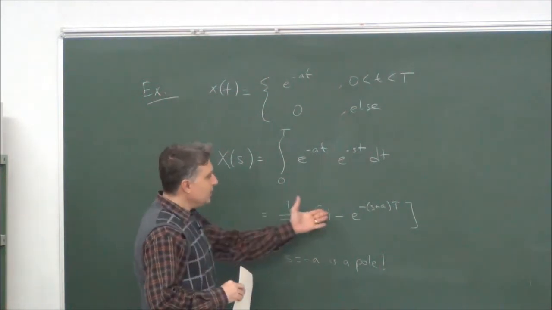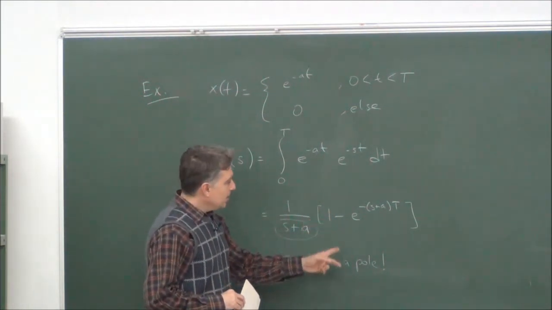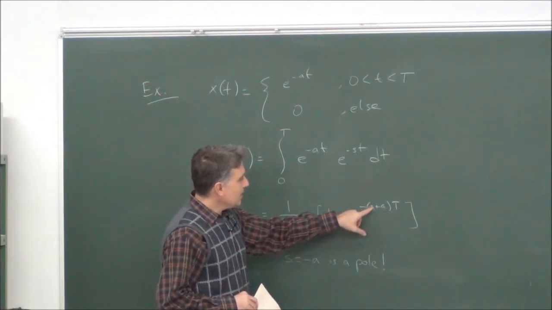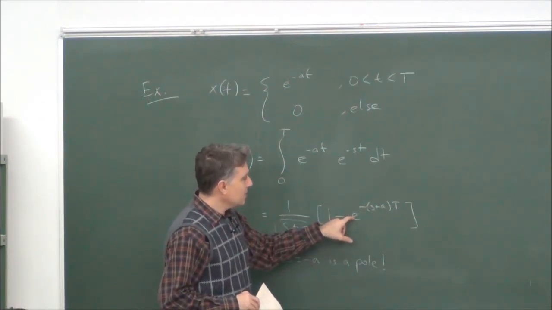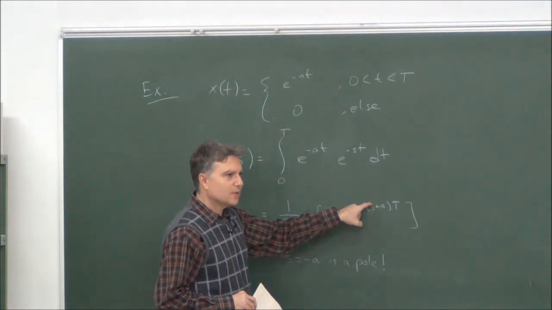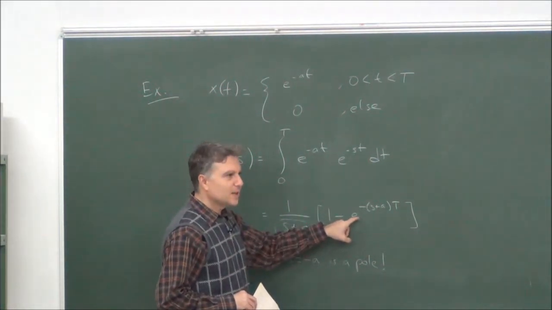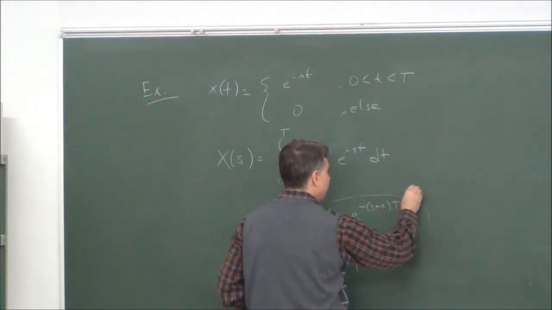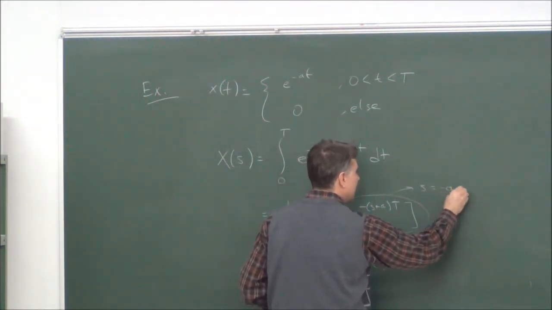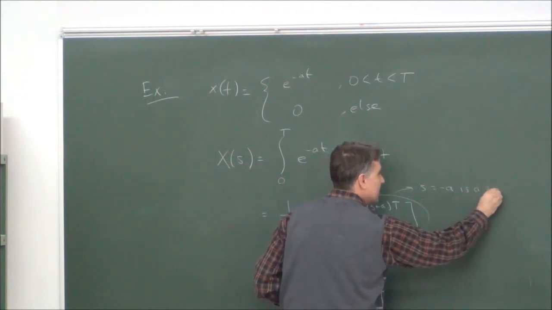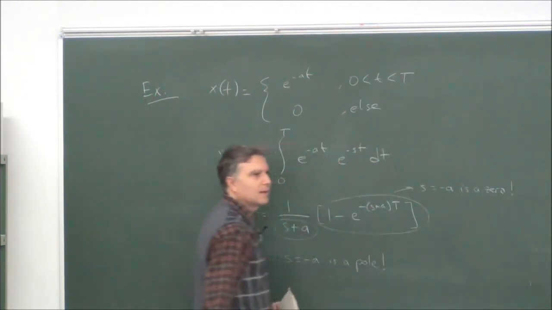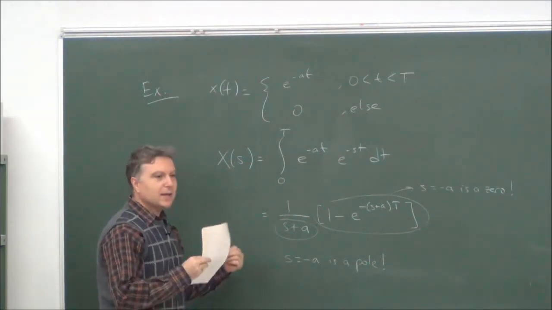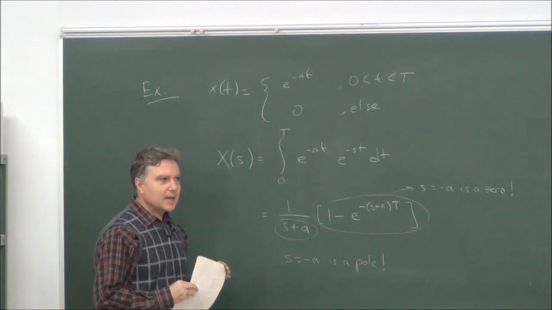Right? But look at the numerator now and put s is equal to minus a. When s is equal to minus a, minus a plus a is 0, so it becomes e to the 0. What is e to the 0? 1. 1 minus 1 is 0. So from here, I find that s is equal to minus a is a 0 as well. So since it is both a pole and a 0, they probably cancel each other.